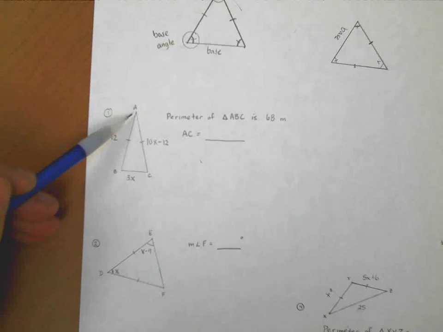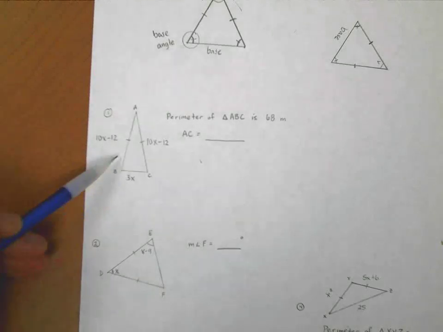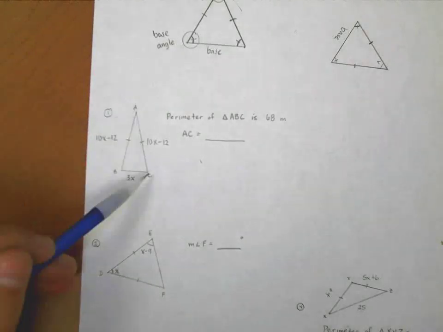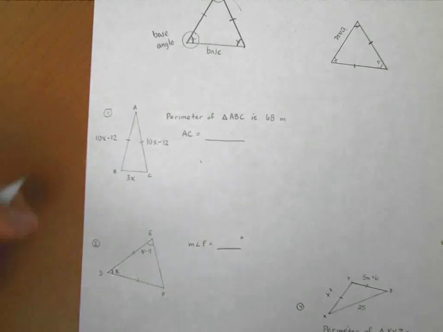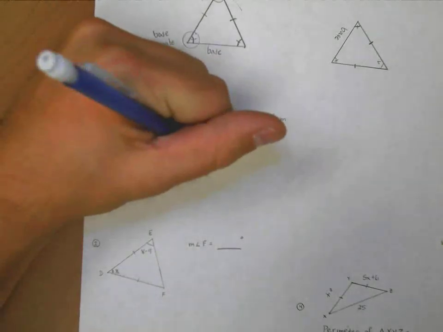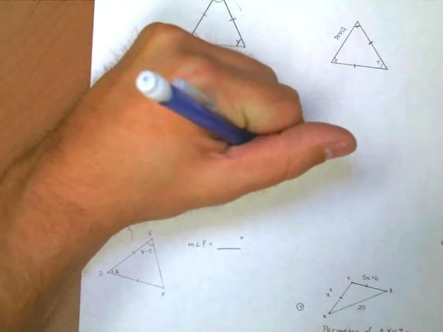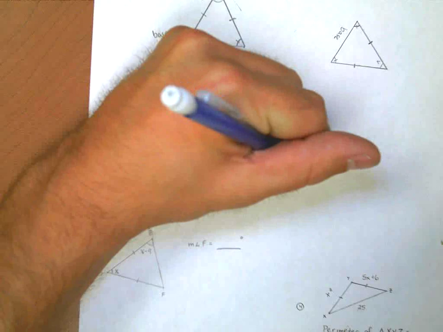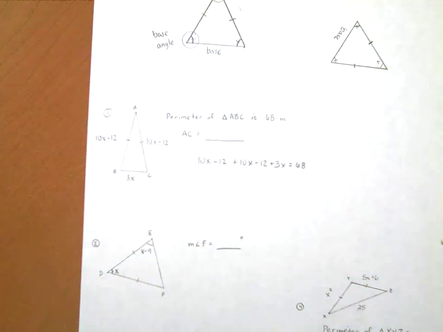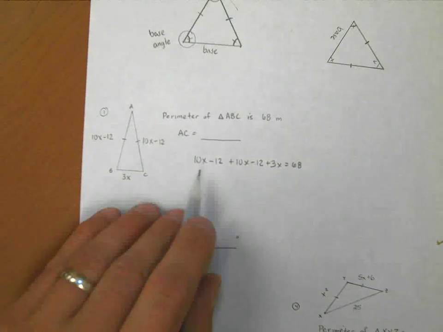Now, in order to find the perimeter of the triangle, I know that if I add all three sides together, they should add up to 68, right? So I'm just going to write a quick algebra expression, 10x minus 12 plus another 10x minus 12 plus the 3x from the base. Those should add up to 68 meters. Now it's just a matter of solving for x.